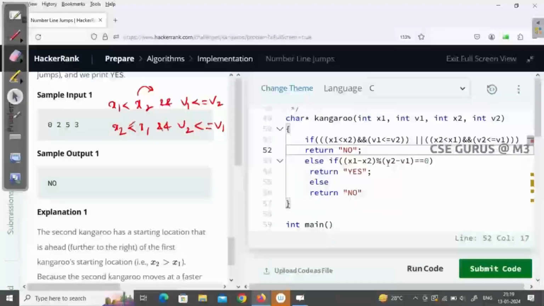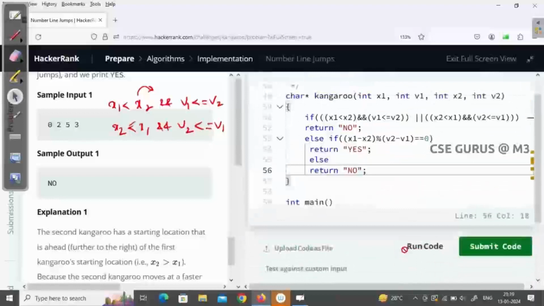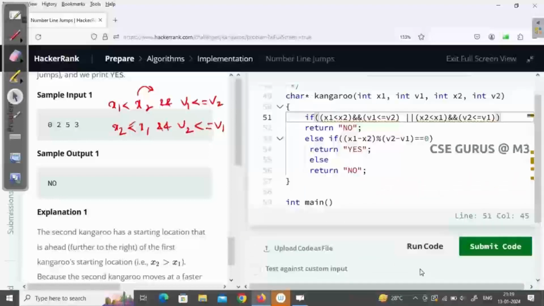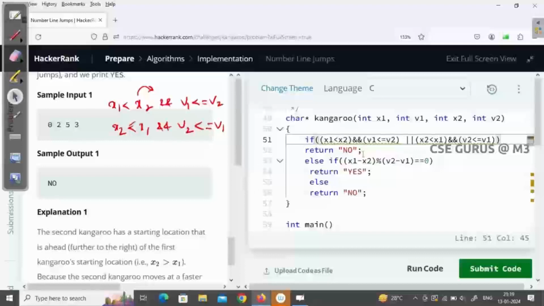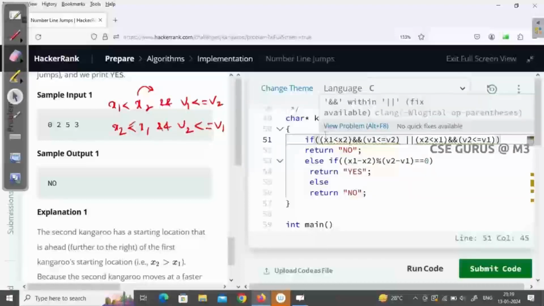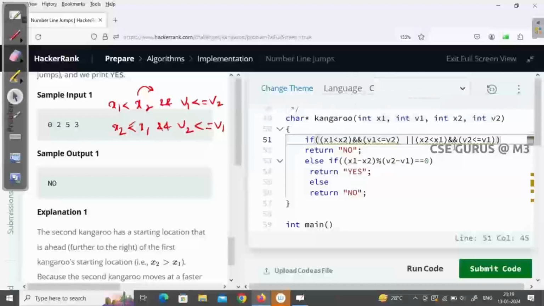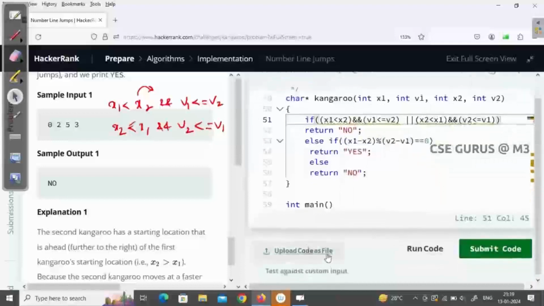Of course we missed the semicolon. Here also semicolon. This is absolutely fine, because the error we are getting is regarding the semicolon. Anyway, if you have and or operators, always and is the first priority. So it will take x1 less than x2, v1 less than v2 first, then x2 less than x1, and finally or. So this is absolutely fine.